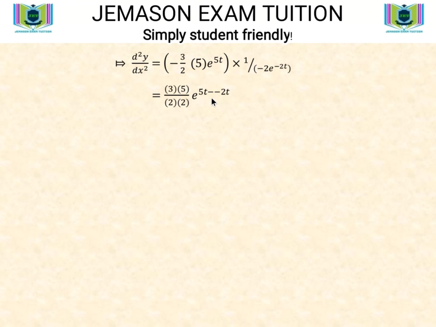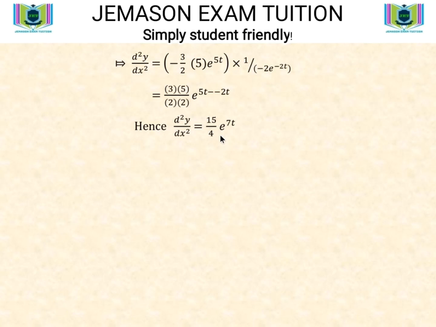Again, applying the rules of indices, we are dividing two indices that have the same base, and so we can subtract the powers to arrive at the result, which is now e to the 5t minus negative 2t. So simplifying further, we see that d squared y over dx squared equals 15 all over 4 e to the 7t. 3 times 5 will be 15, 2 times 2 would be 4, and then e to the 5t minus negative 2t. Negative becomes positive, so the exponent of that e should be 5t plus 2t, which gives 7t.